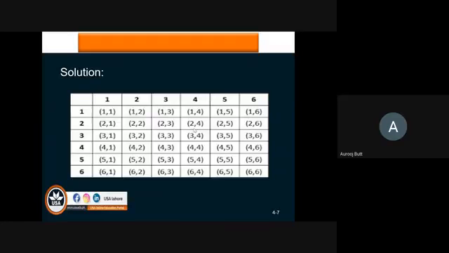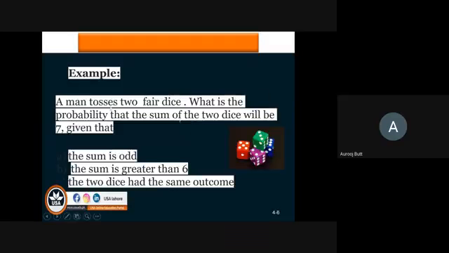You can also approach the tree diagram to enlist the sample space. It's all up to you. Whatever method you want to utilize, you can do that. Okay, so what is the probability that the sum of the two dice will be 7 given?